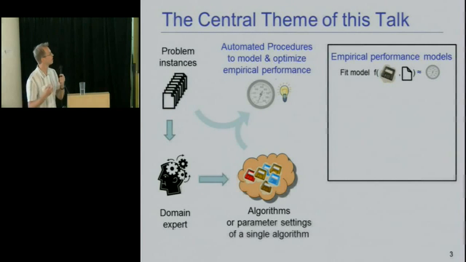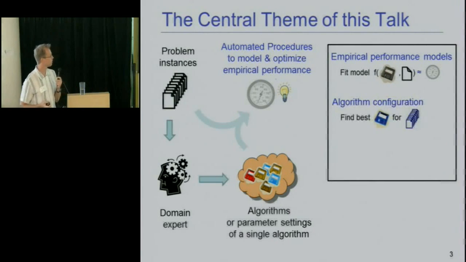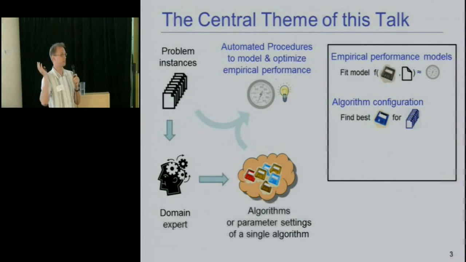The first one is just empirical performance modeling. You fit a model that takes as input an algorithm or a parameter setting of an algorithm and an instance, and spits out something that's approximately the performance of that algorithm on that instance. The second one is algorithm configuration, where you have a potentially large space of parameter settings. In some applications, we have like 10 to the 47 different parameter settings, and we're trying to optimize in that space. So that's really a high-dimensional optimization problem. You try to find the best parameter setting for a particular distribution of instances, while, of course, avoiding overfitting and overtuning.